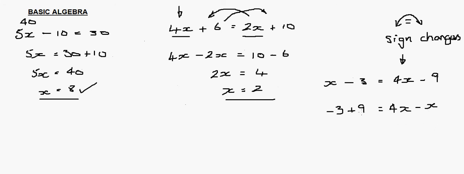Now, -3 plus 9 is the same as 9 minus 3, so we get 6. And that equals 4x minus x gives me 3x. So, if 3 things cost £6, then one thing costs £2. And that will be my answer. Now I deliberately put the highest value of x to the right.